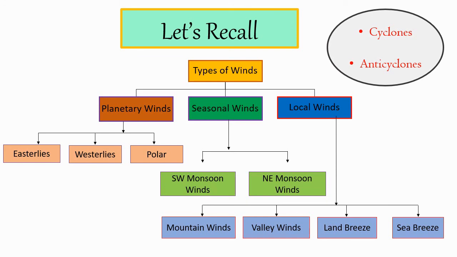Anticyclones. Anticyclonic conditions are created when a high pressure area is surrounded by low pressure areas. The anticyclonic winds move in a clockwise direction in the northern hemisphere and anticlockwise direction in the southern hemisphere. The skies are clear, the velocity of wind is less and weather is pleasant.